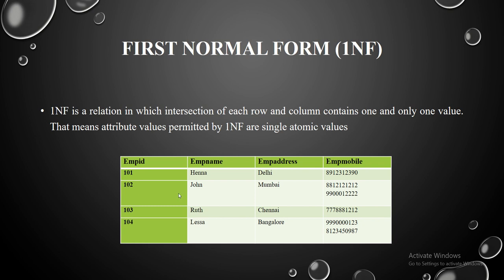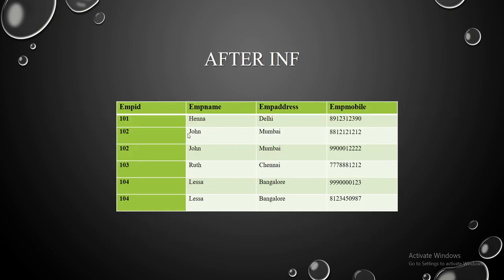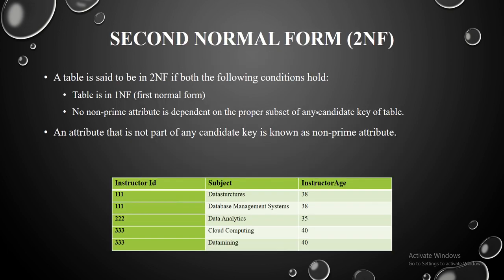But here let us consider this situation. John has mobile number 2, it should not be like this. It should have only one value. So we need to repeat the John value again also. That is called 1NF. Okay, so to make that table in 1NF, we need to repeat the John details again. That is called 1NF. Okay, next I move on to 2NF, second normal form.